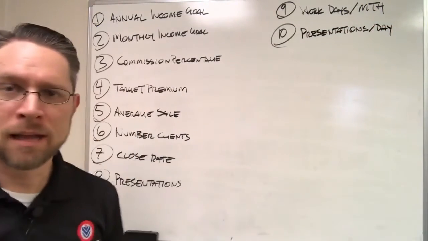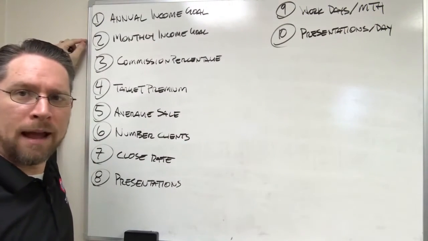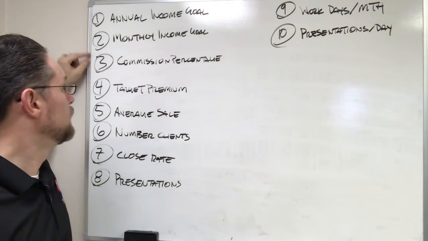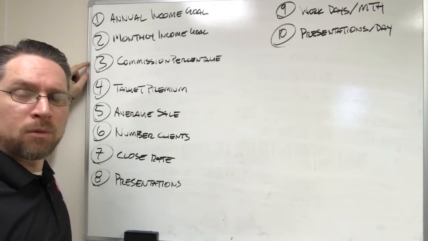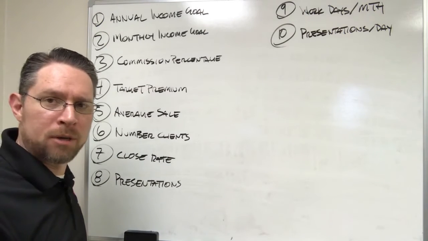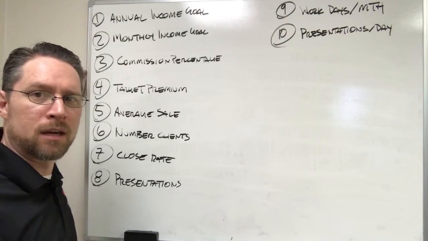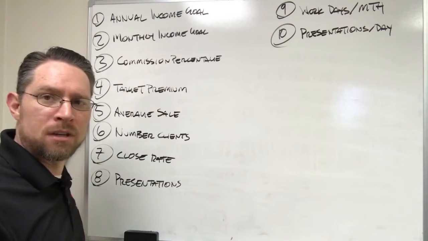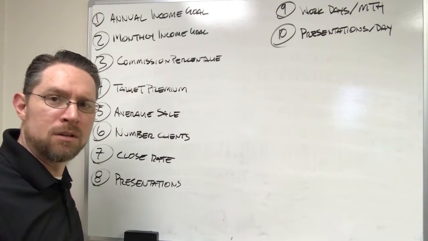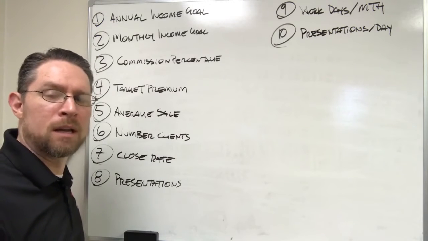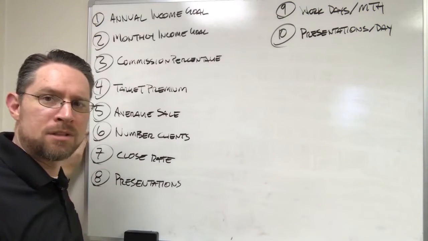Step number one, what's your annual income goal? Step number two, how much is that goal monthly? What is your average commission percentage in step three? Steps three to four will tell you your target premium, how much in premium you actually need to sell to hit your monthly and then annual income goal. Your sales manager can tell you what the average sale is in your industry, or if you already have a client book of business, you can see your average income per policy type. That will tell you the number of clients you need to get.